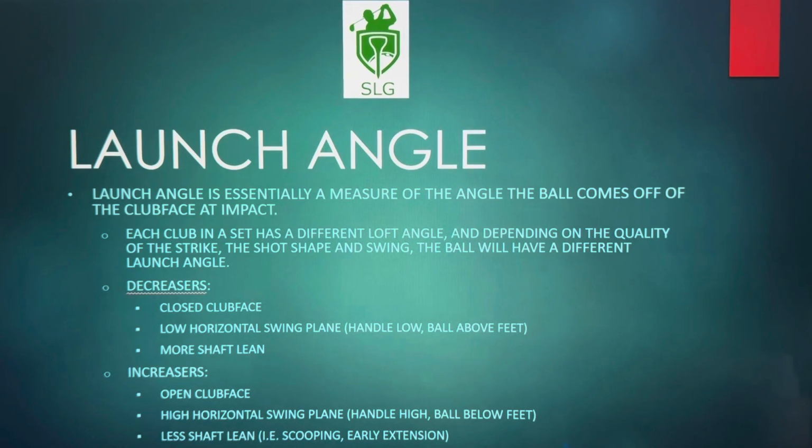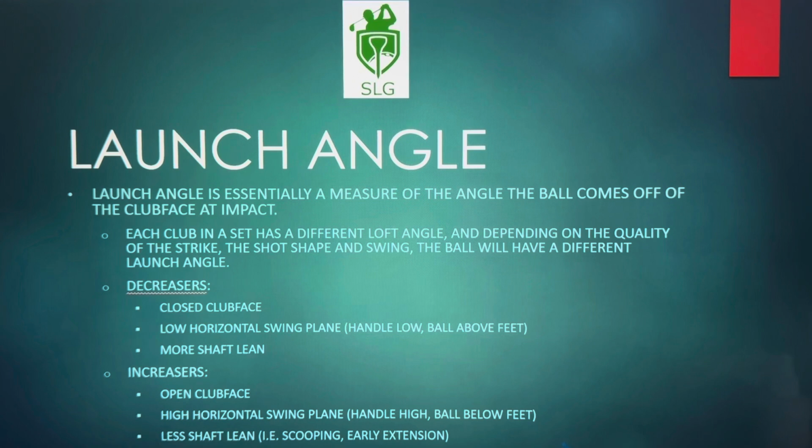Launch angle. The launch angle is basically the measure of the angle of the ball that comes off the club face at impact. Each club has an intrinsic loft angle, and depending on the quality of your strike, the shot shape, and your swing, the ball will have a different launch angle from shot to shot. There are 3 main things that increase this, and 3 main that decrease. First, we'll go over the decreasers.